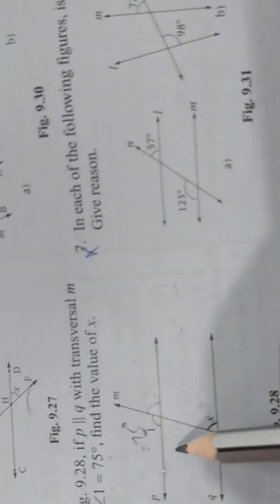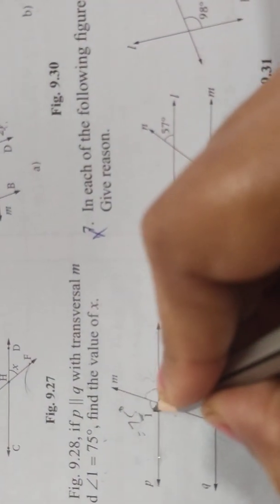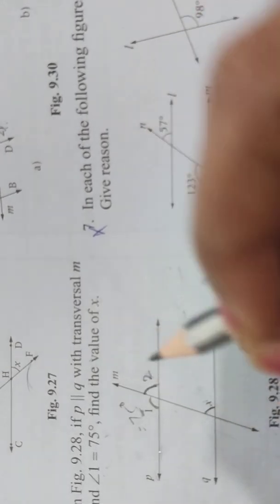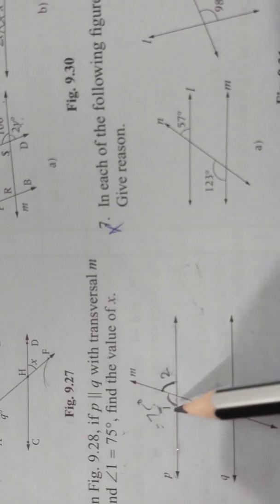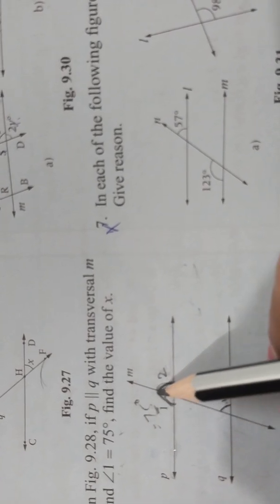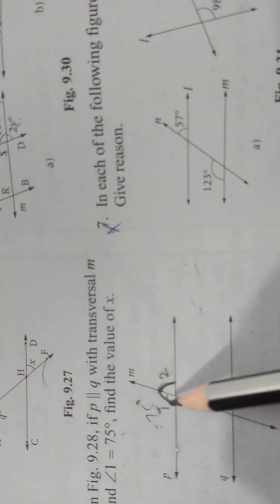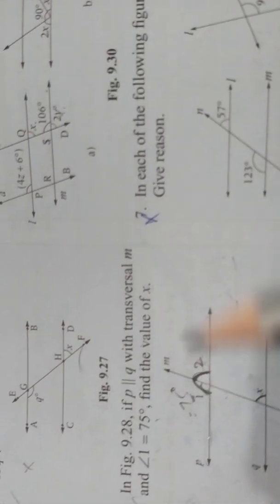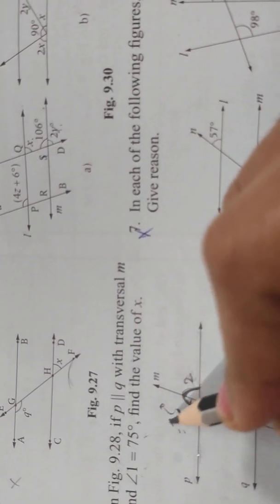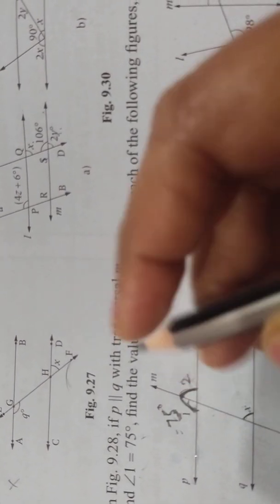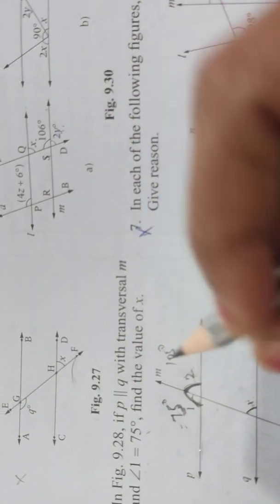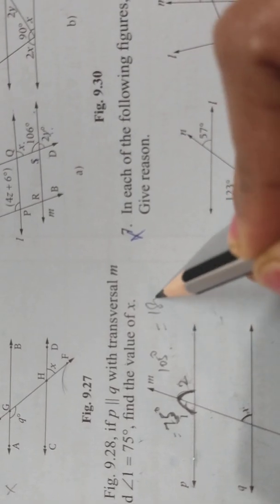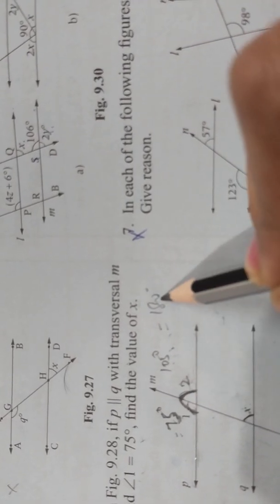Look at this. First of all, this is a straight line, angle 1. I am taking another angle, angle 2. Angle 1 and angle 2 are both a linear pair, so they form 180 degree. When they combine, they form 180 degree, and one angle is already given as 75. So the remaining one is 105. When you subtract 75 from 180, 105 comes.